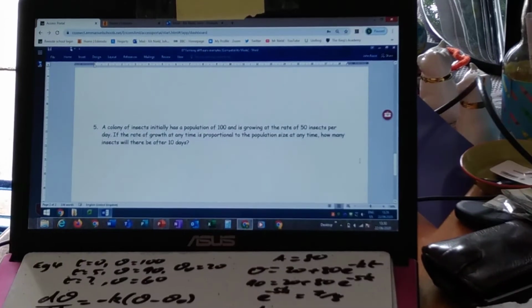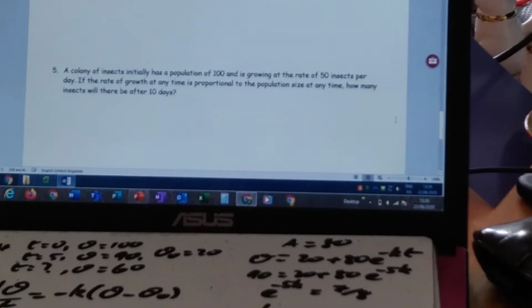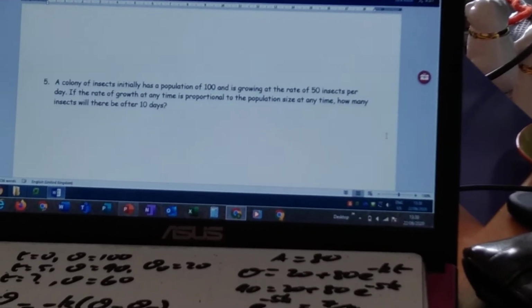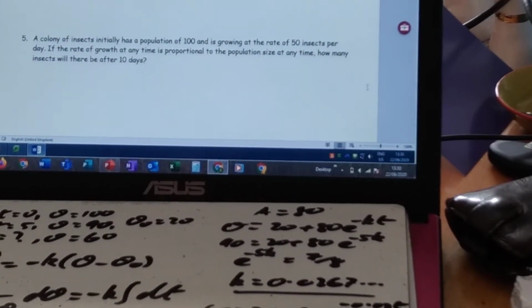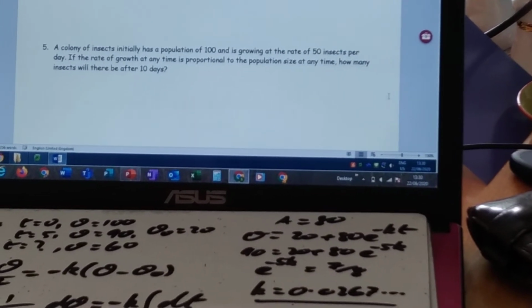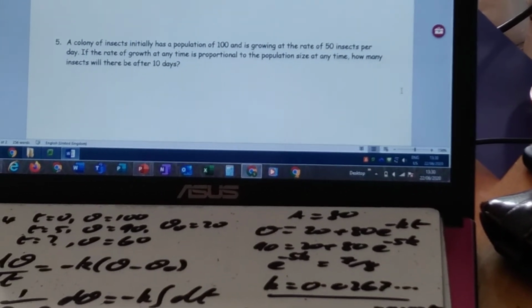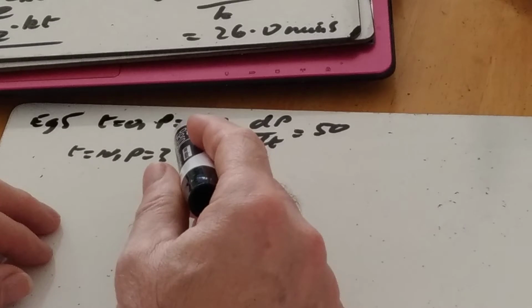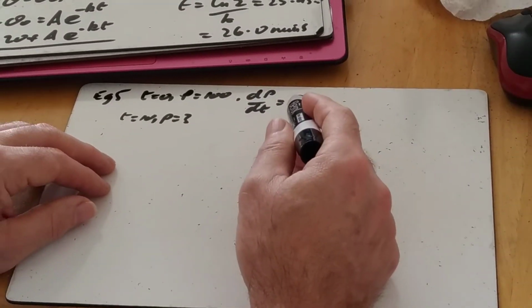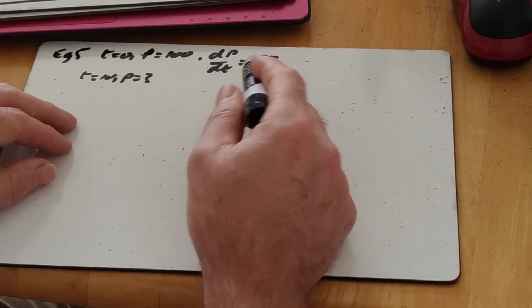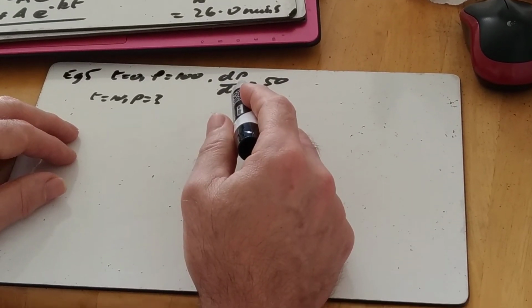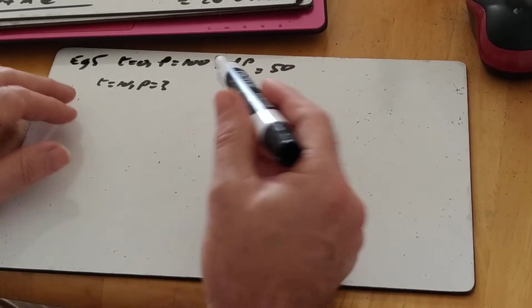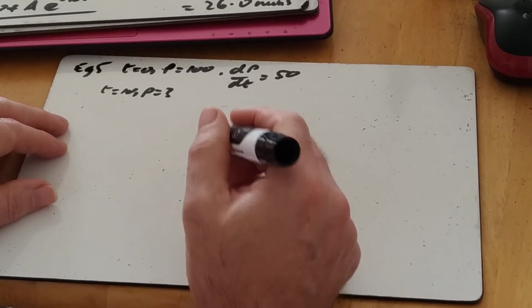A colony of insects. Oh, great questions. Initially had a population of 100 and is growing at a rate of 50 insects per day. If the rate of growth at any time is proportional to the population size, so I'm letting P equal the population, how many insects will there be after 10 days? Okay, so t is 0, P is 100, and they give me that the rate is 50 at that instant there. What this is going to do with the sentence, it helps me find the constant of proportionality. And then I think this one's actually an easier question than the last two before.